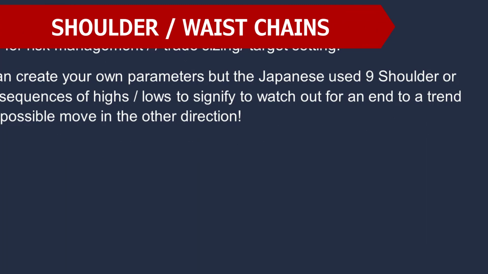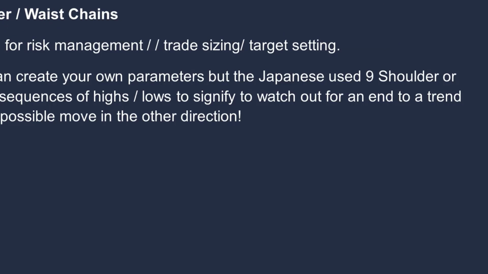Very useful for risk management or trade sizing, getting bigger, adding to your trades, or target setting. Now in Japan they use something called a 9 shoulder or waist sequence, and when it got to that 9th shoulder, they started to believe that that was the trend starting to possibly wear out, and would sort of heighten the awareness to look for signals for a change in trend direction. Quite hard to spot the 9 shoulder pattern.